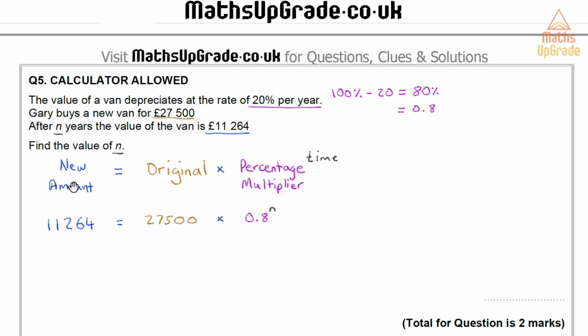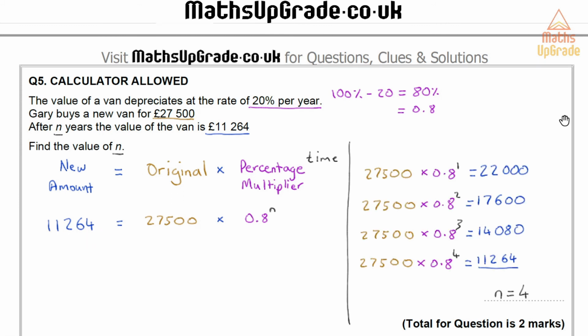So using this formula, which I've used throughout this booklet, the new amount is 11,264. The original amount is 27,500, but this time the percentage multiplier is 0.8, and this time I don't know the time period. So I know everything here apart from the time period. So what I'm going to do here is I'm just going to apply this multiplier a repeated number of times until I get this value, 11,264.